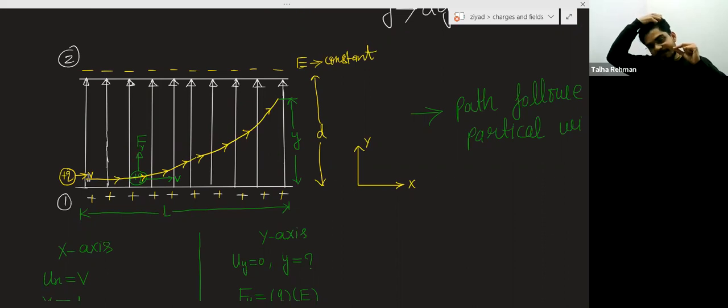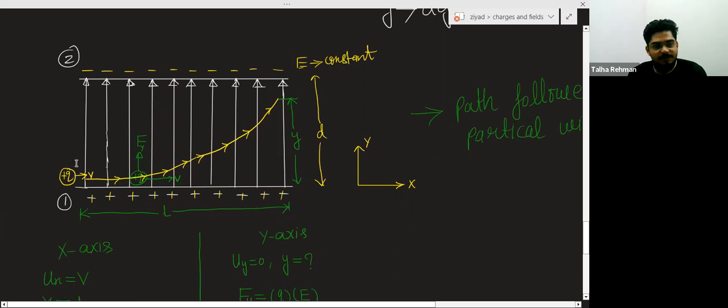Initially, the charged particle will have kinetic energy. Due to that kinetic energy, the charged particle will move along a straight line. But there is another force in this direction. The charged particle is moving like this and the force is acting like this, so the path of the charged particle will be like this.